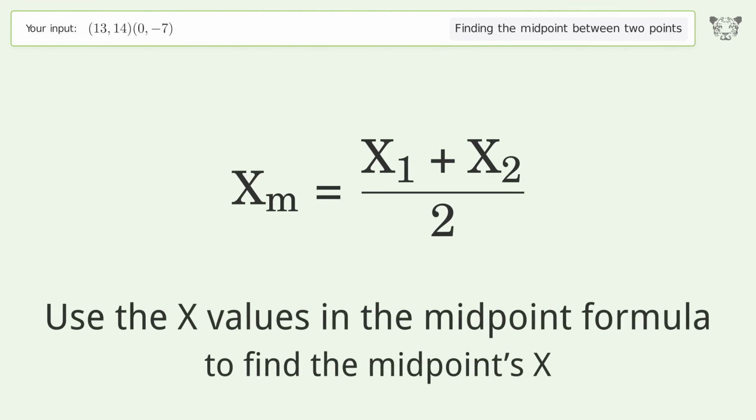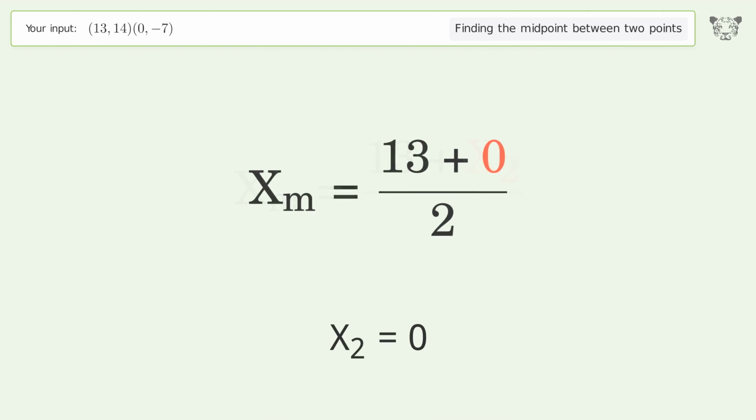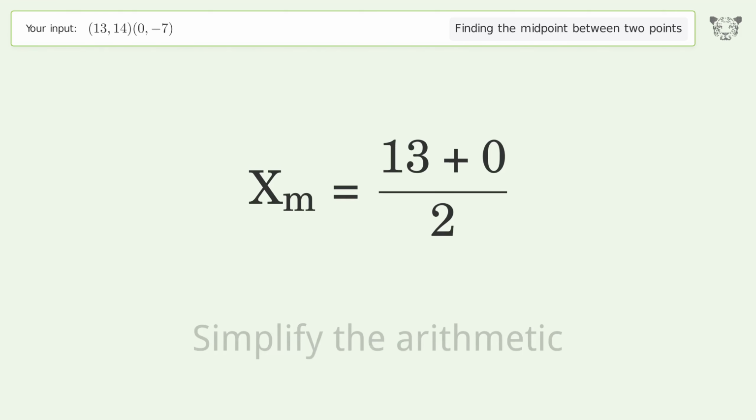Use the x values in the midpoint formula to find the midpoints x. x1 equals 13. x2 equals 0. Simplify the arithmetic.